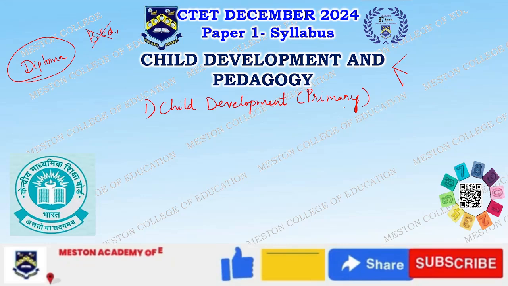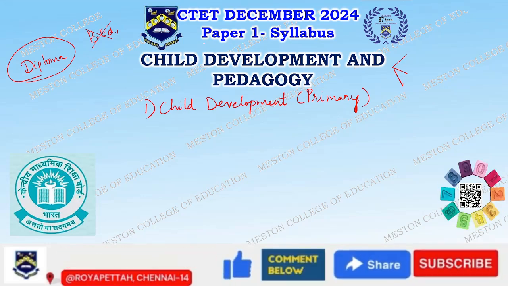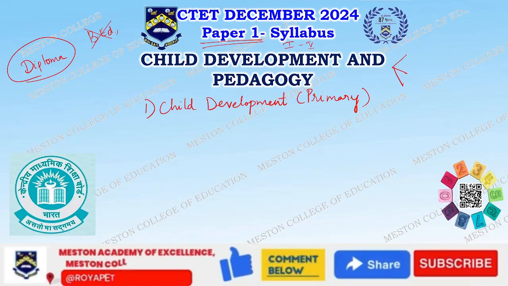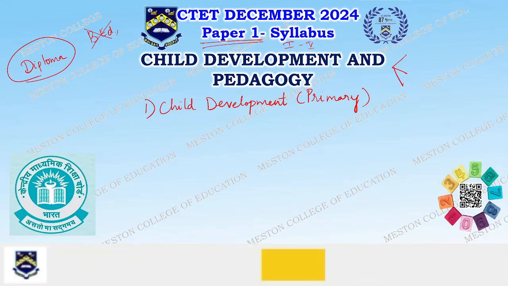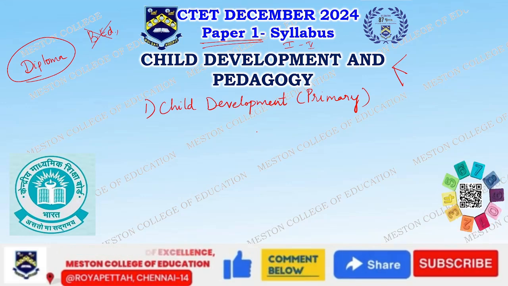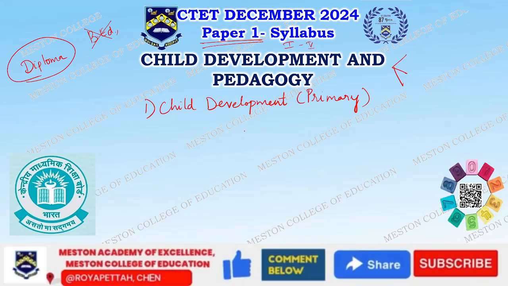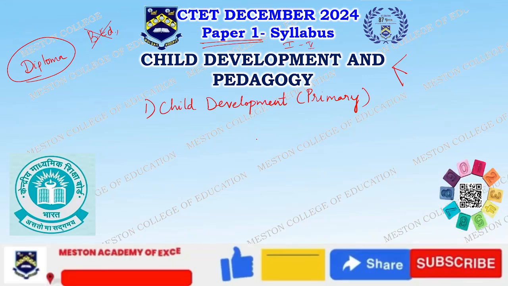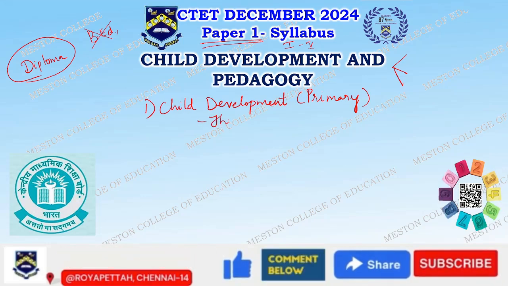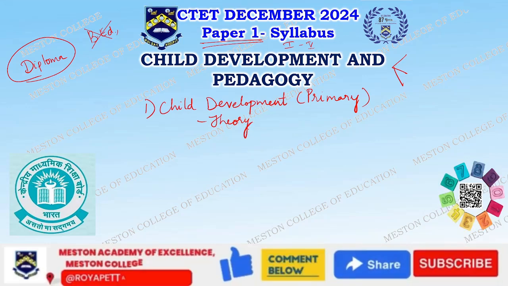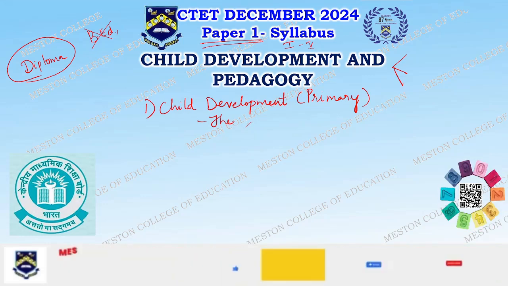Why a primary school child? Because those who write Paper 1 are going to be qualified for classes 1 to 5. So it is dependent on primary school children, and concepts related to that will be discussed here. Under that you will have the concept of development, development and learning, the principles of child development, the socialization process, and most of all you will have to learn the theories. Whatever theory is there, you will have to remember all of it.